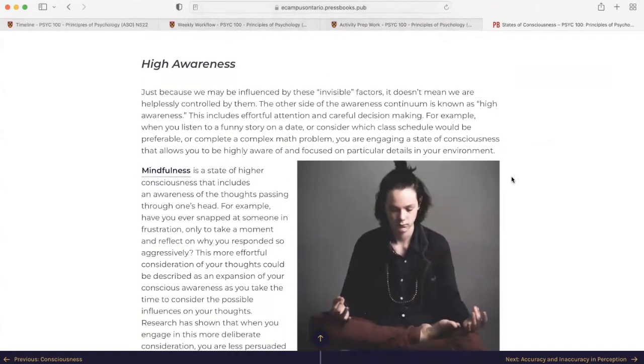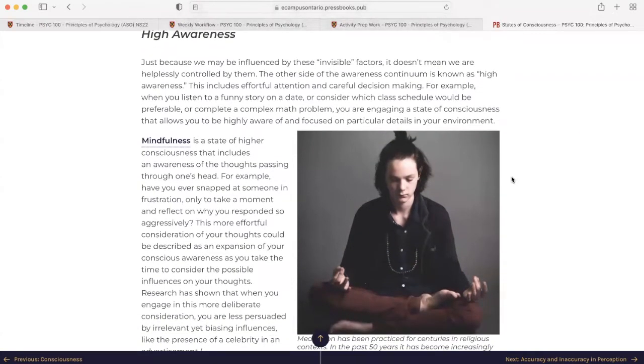Next is high awareness. Just because we may be influenced by these invisible factors, it doesn't mean that we are helplessly controlled by them. The other side of the awareness continuum, known as high awareness, includes effortful attention and careful decision-making. For example, when you listen to a funny story on a date, or consider which class schedule would be preferable, or complete a complex math problem, you are engaging a state of consciousness that allows you to be highly aware of and focused on particular details in your environment.